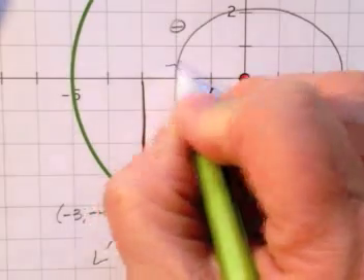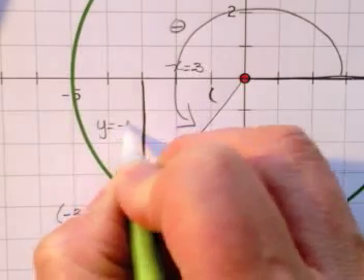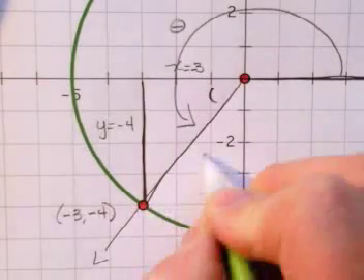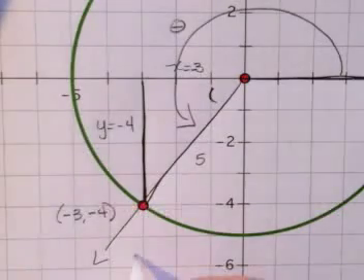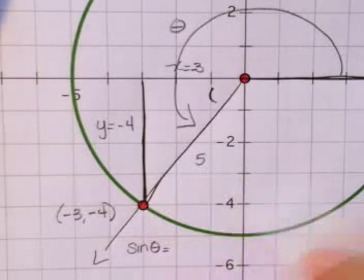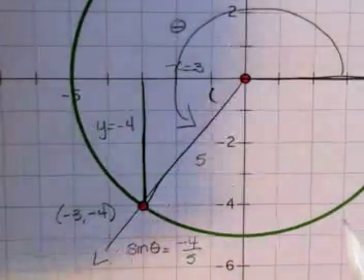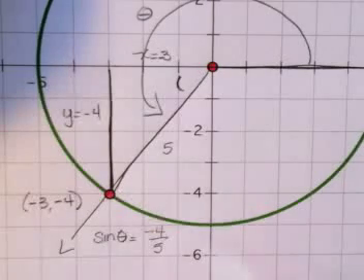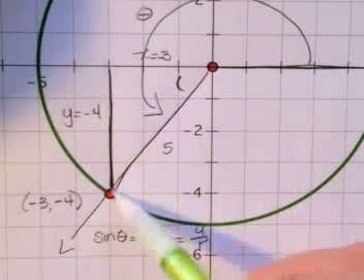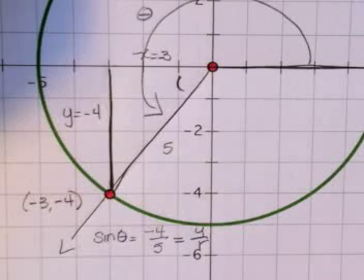ratios. My x value is -3. My y value is -4. And my hypotenuse, or the radius of my circle, is 5. So I'm going to say that the sine of theta is equal to the opposite, which is now -4 over the hypotenuse. And again, we observed in the last two videos that that could be thought of as y over r. So the y value of my coordinate over the radius of my circle.